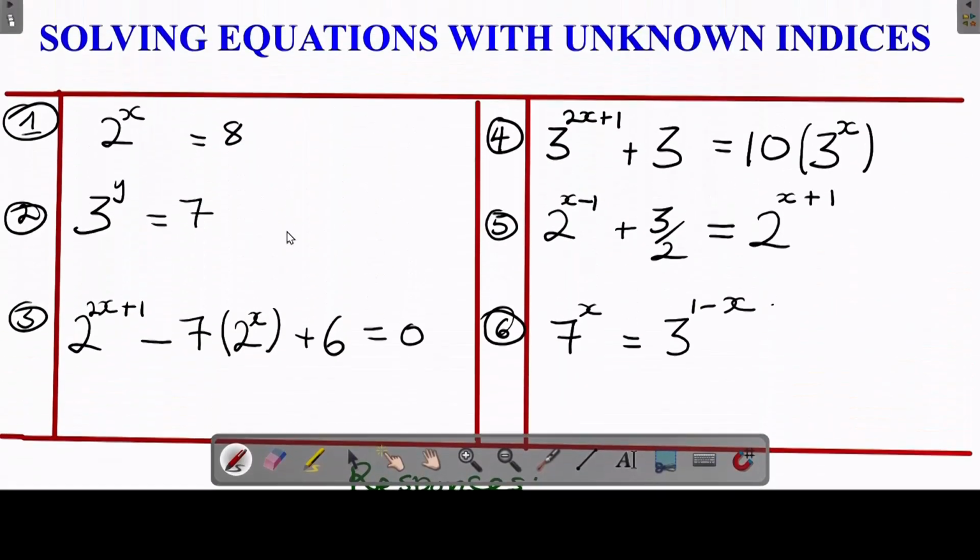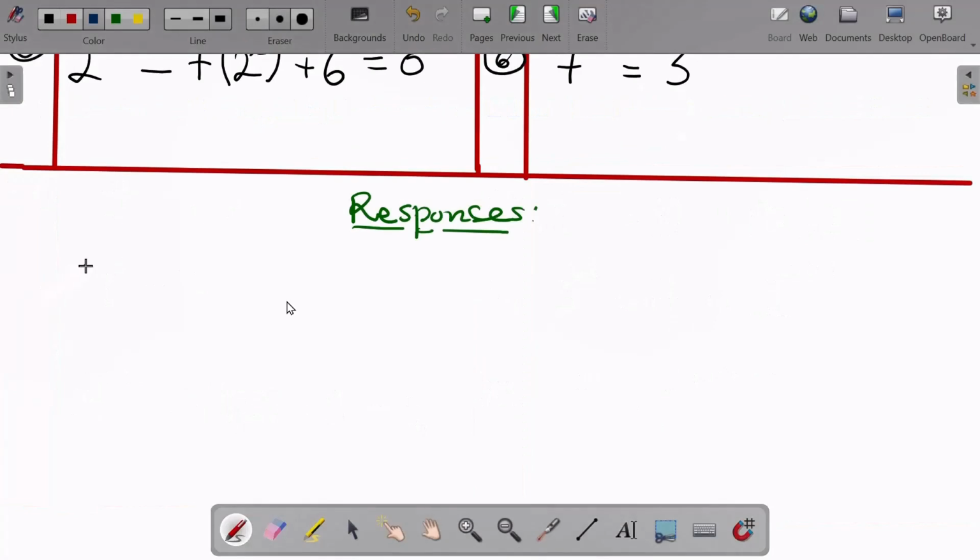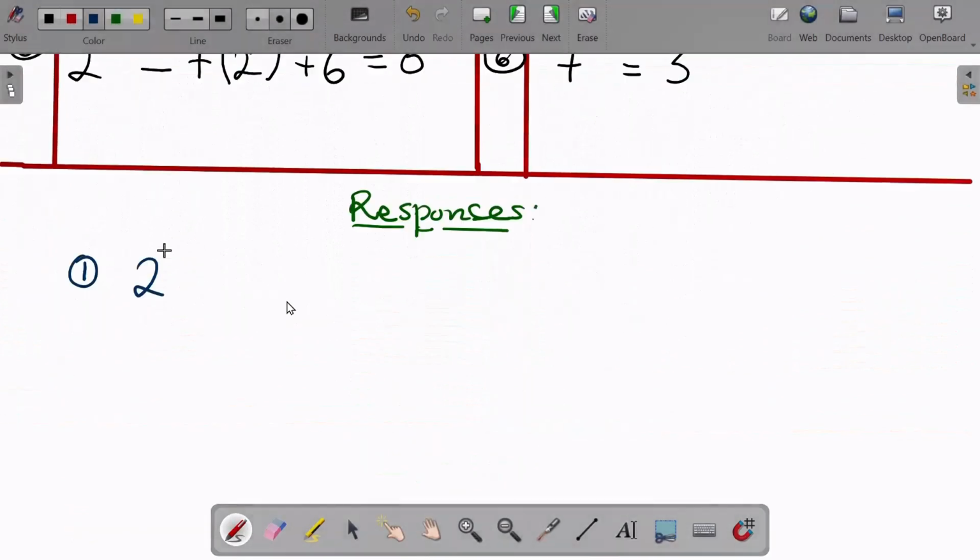We have number 1 up to number 6. I'm going to take you through one by one. That means you are going to be solving for the values of x and y, wherever they are in these equations. Let us begin with number 1. Number 1, it is 2^x equals 8. We can use two methods.